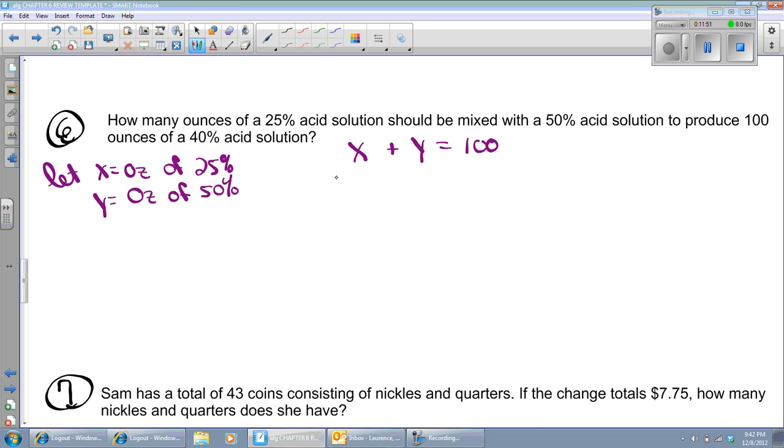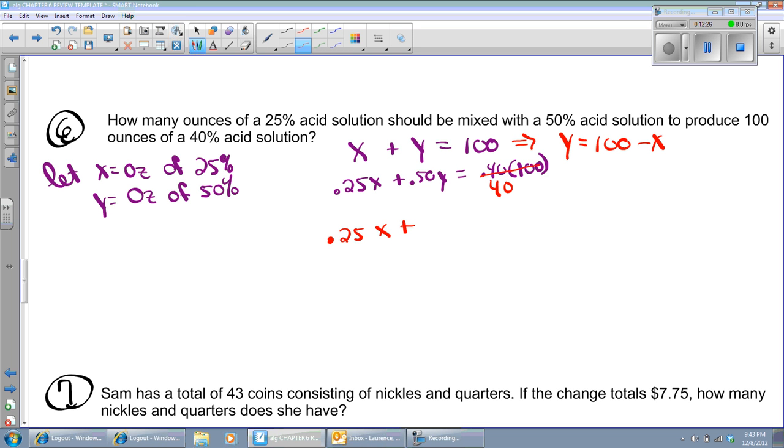Now my second equation is going to be 0.25x plus 0.50y, and that is going to equal 0.40 times 100, and that's the same as 40. So I'd like to do it by substitution. I'm going to say that y is going to be 100 minus x. So I'm going to go 0.25x plus 0.5 times 100 minus x, and that's going to equal 40.